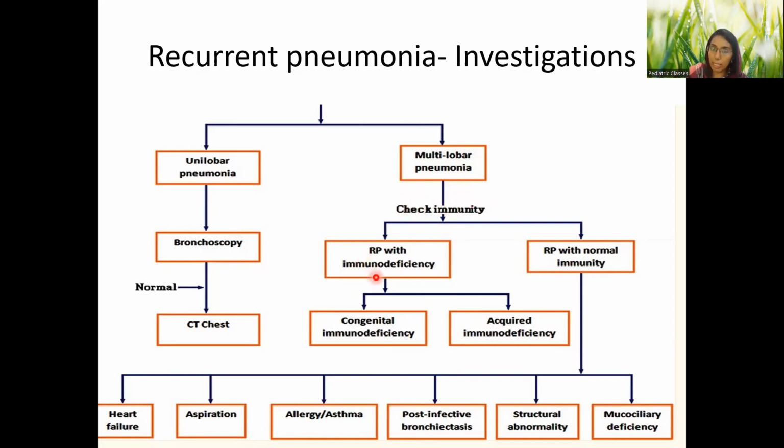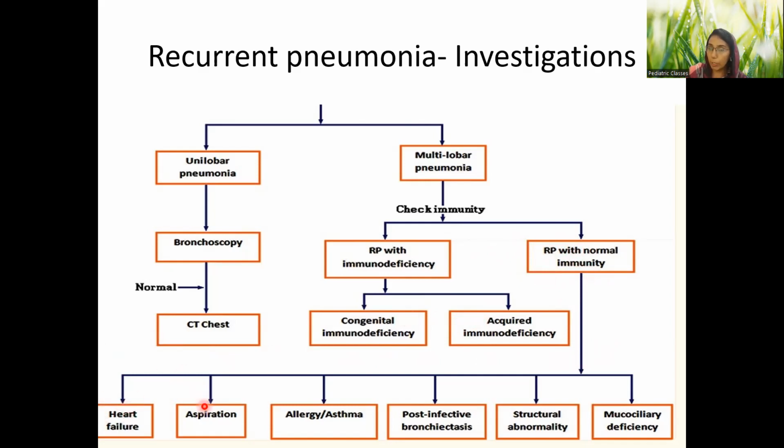So in case of a recurrent pneumonia with immunodeficiency, we have to find out whether it is a congenital immunodeficiency or is it an acquired immunodeficiency. Suppose the immunity is normal, then that means it's a case of recurrent pneumonia with a normal immunity. We have to rule out a cardiac failure.